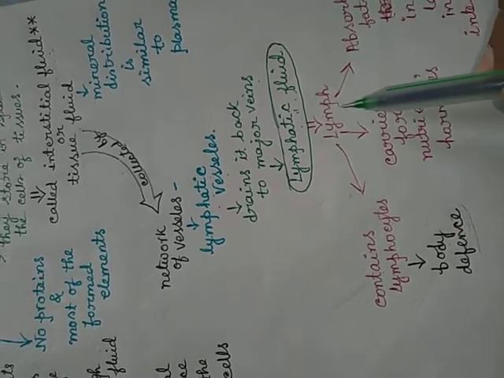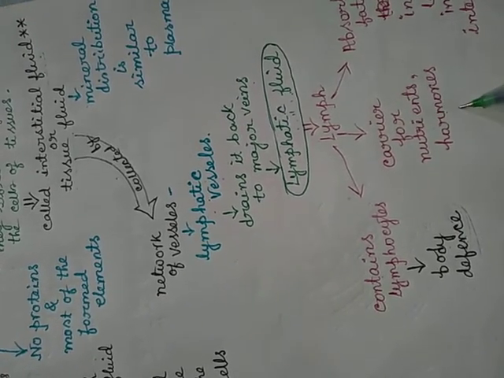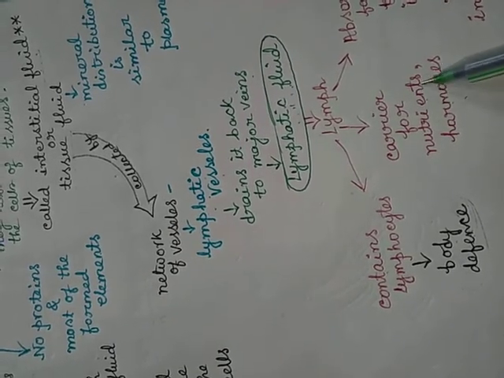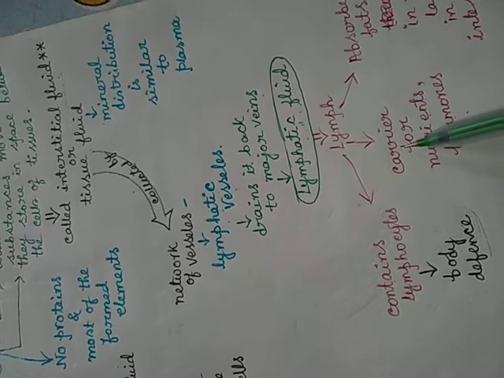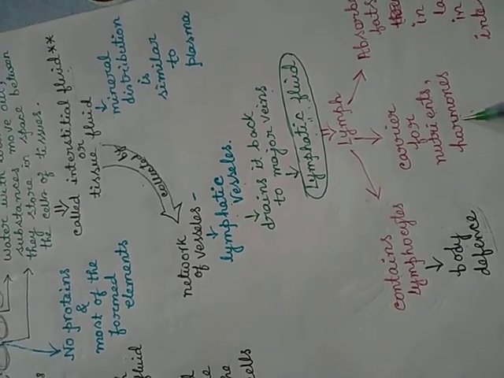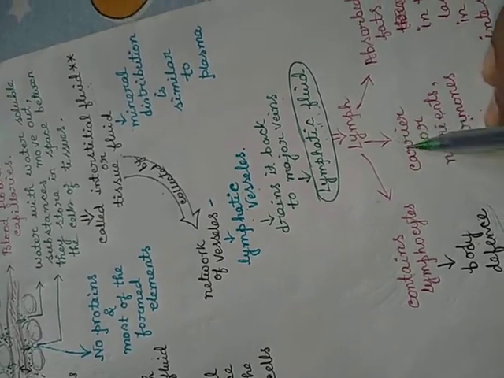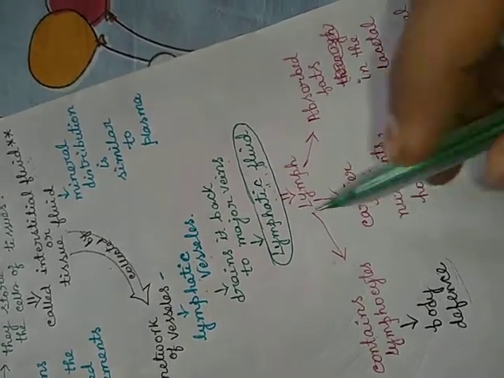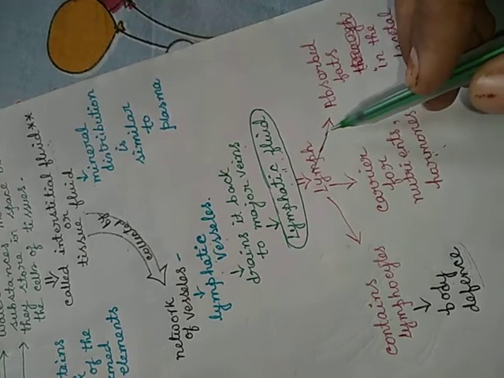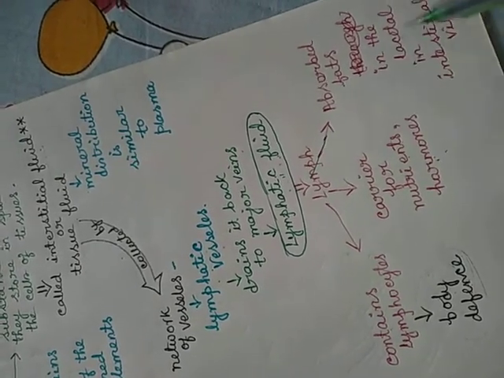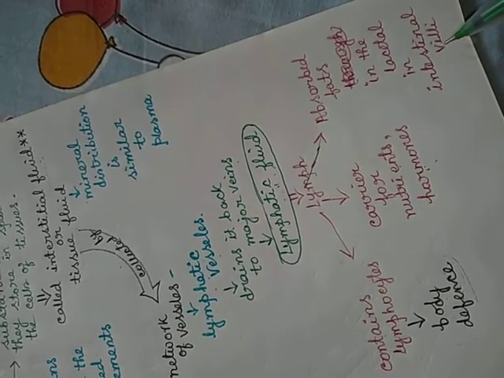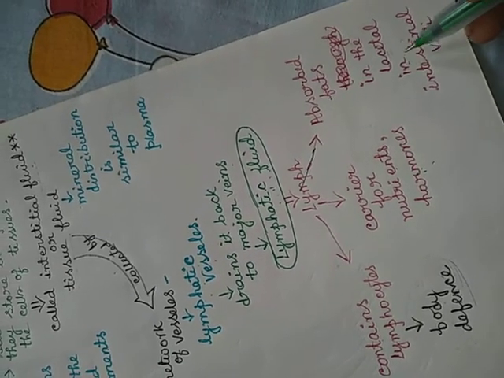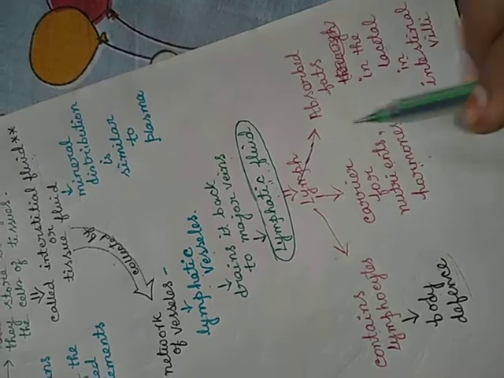Lymph is also a carrier for nutrients and hormones. Through lymph they carry different kinds of nutrients, food and hormones. That's why they are called carriers of nutrients or hormones, similar to the blood plasma. And also some fats are absorbed through this lymph, in the intestinal villi. We have already explained this in the digestion and absorption chapter. So these are the properties of lymph.